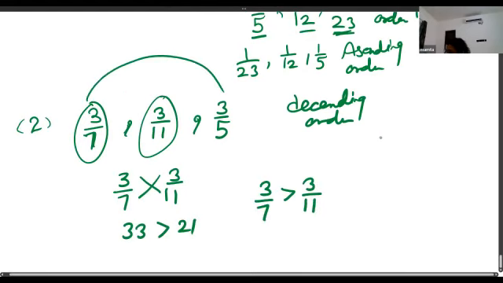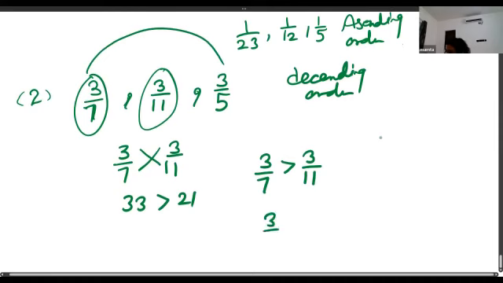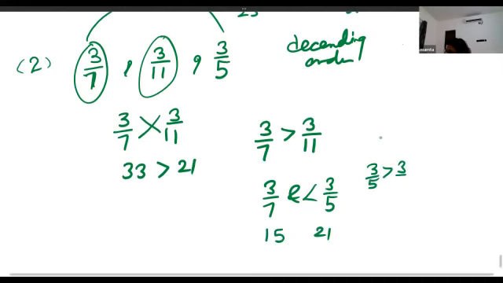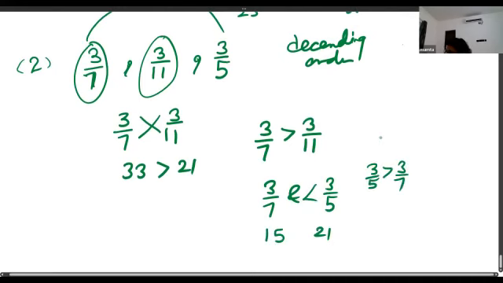Now we will compare first and third. So 3 by 7 and 3 by 5. Which number is greater? Ma'am, 3 by 5. 15 and 21. 3 by 5 is greater, so 3 by 5 is greater than 3 by 7. Okay. So the greatest number is 3 by 5, then 3 by 7, then 3 by 11. Yes, this is in descending order.